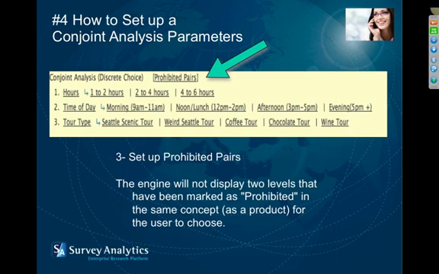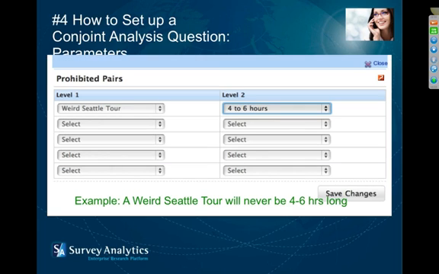After you set that up, you'll notice that you can go in and set up your conjoint analysis parameters. The first thing you would do is set up what we call prohibited pairs. Basically, prohibited pairs will not display 2 levels that have been marked as prohibited in the same concept. So if you want some things to be hidden and not be shown as an option, you want to add prohibited pairs. And here's an example of a prohibited pair.